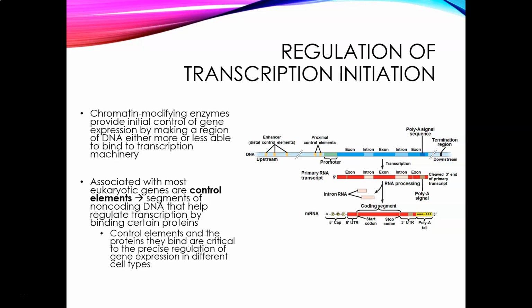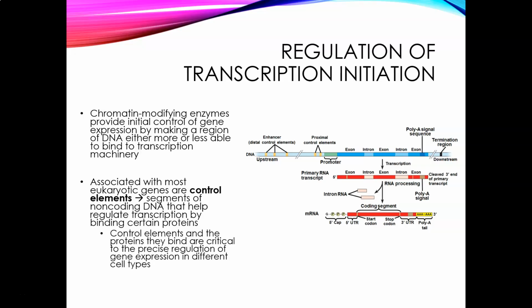So those chromatin modifying enzymes can provide initial control of the gene expression by making that region of DNA either more or less accessible to the binding of your transcription machinery. When we talk about that transcription machinery, we're really talking RNA polymerase plus a handful of other molecules that help that RNA polymerase to bind appropriately to the promoter region of a gene.